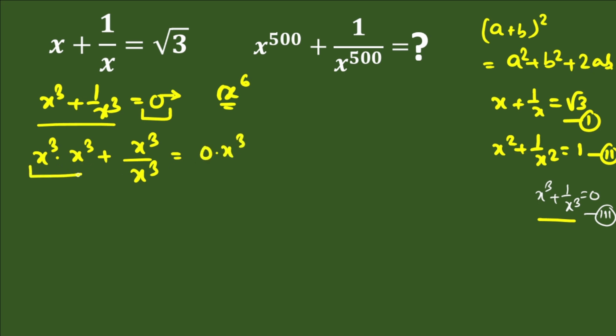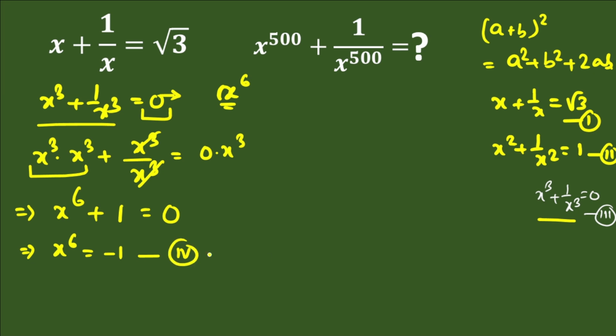Now here x cube and x cube value will be x raised to the power 6. So it is x raised to the power 6 plus, and here x cube numerator and denominator will be cancelled. So plus 1, and that is equal to 0 multiplied by x cube is 0. Now the value of x raised to the power 6 is negative 1. This is our equation 4. So here we have calculated x raised to the power 6 and its value is negative 1.